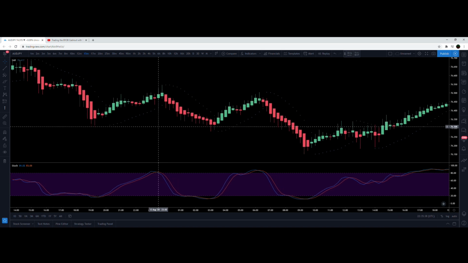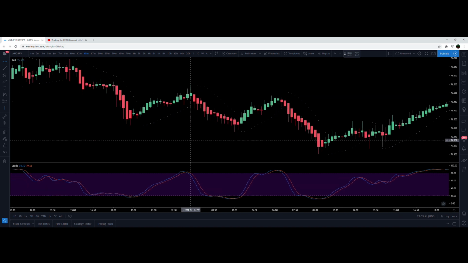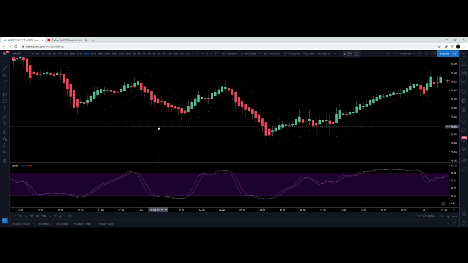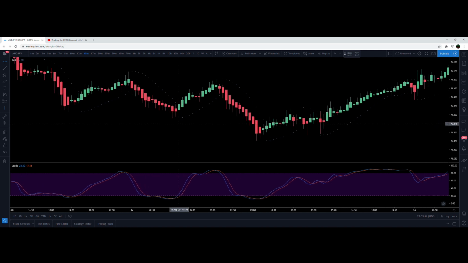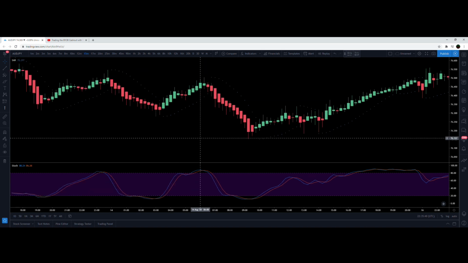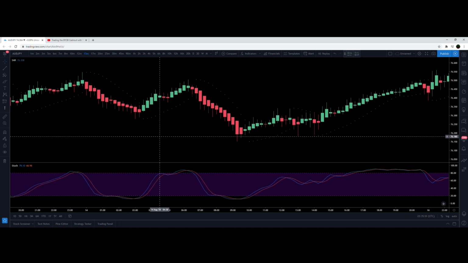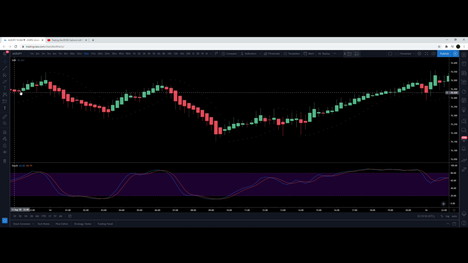So I'm going to test this 100 times. First, I'll just go over a couple more setups. I don't want to give any opinion on this strategy till after it's been tested, but I already have an opinion on the strategy. Let's go and find a few more setups.